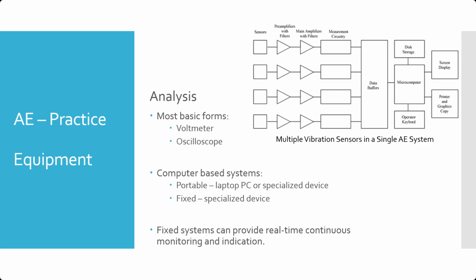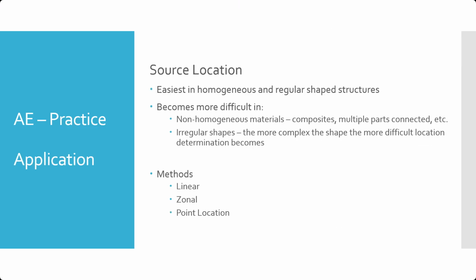And the fixed ones, the ones that are installed, provide that real-time continuous data that can be so helpful for things like spar condition monitoring as the wings flex, or impact from bird strikes or other stuff like that. When we perform this, one of the important parts is we need to figure out where that source was. Where did the sound originate from?